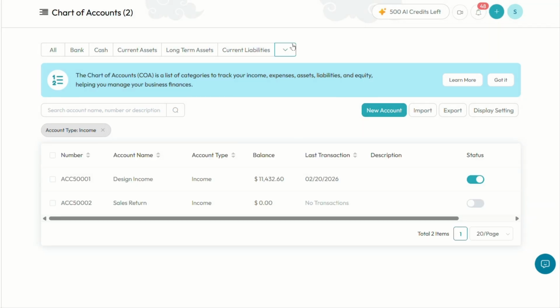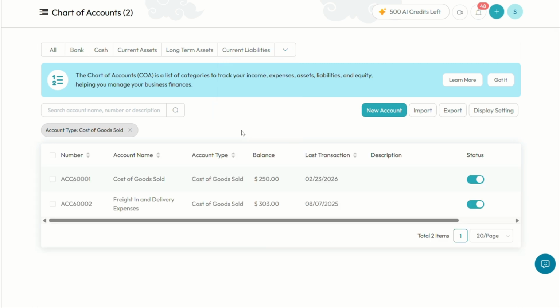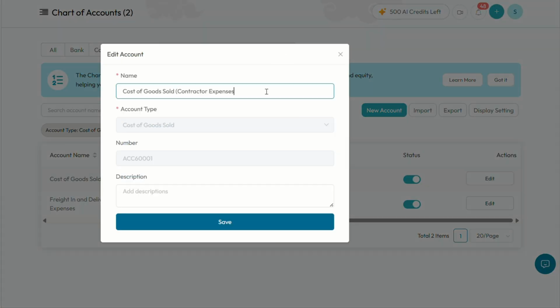For cost of goods sold, most freelancers don't need purchases or freight accounts. But if you hire subcontractors, keep cost of goods sold and rename it to contractor expenses.